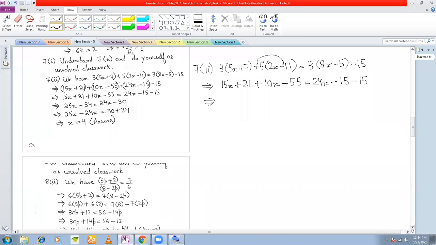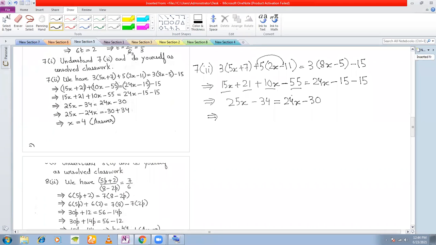Next you simplify the left hand side. You have got a 15x and you have got a 10x, that becomes 25x, and you have got a 21 and a minus 55. Okay, so that becomes minus 34. And on the right hand side you have got 24x and minus 15 will give you minus 30.